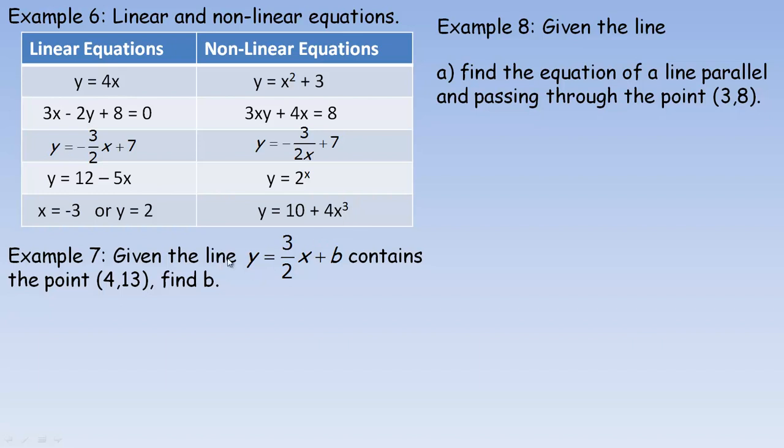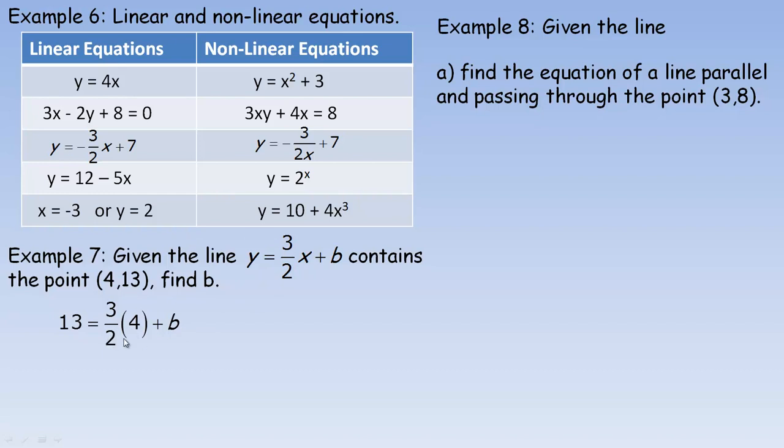Example number 7, we're given this line, y equals 3/2 x plus b, and we're told it contains the point 4, 13, and we're asked to find the b value, which is the y-intercept. So I would take my 4, 13 point and substitute 13 in place of y, and 4 in place of x here, so we have 3/2 times 4, and solve for b.